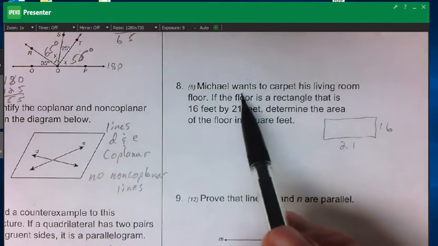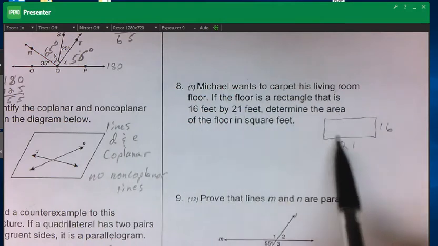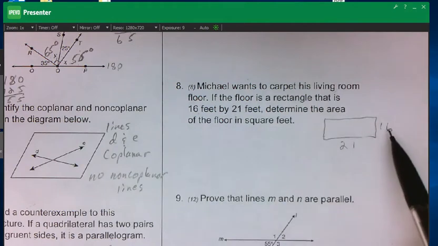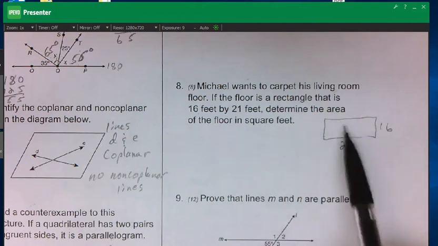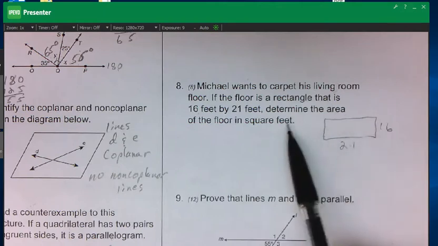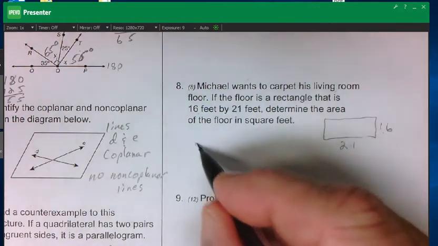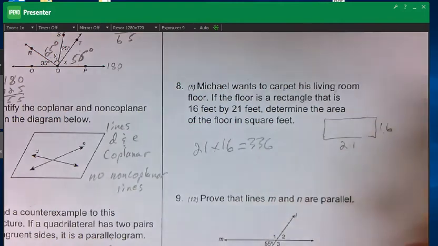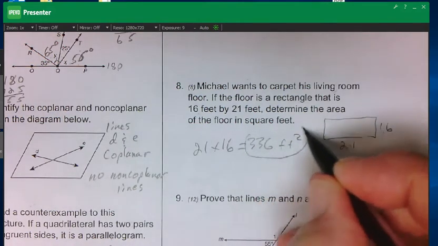Number 8, we find that Michael wants to carpet his living room floor. The floor is a rectangle, so I drew a rectangle. Its dimensions are 16 by 21. I need to find the area of that rectangle, which represents the floor. So to do that, it's 21 times 16. 21 times 16 equals 336 square feet. That's how much carpet he needs.